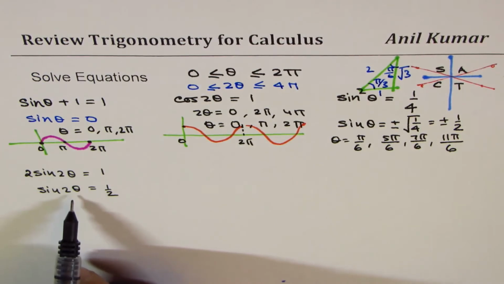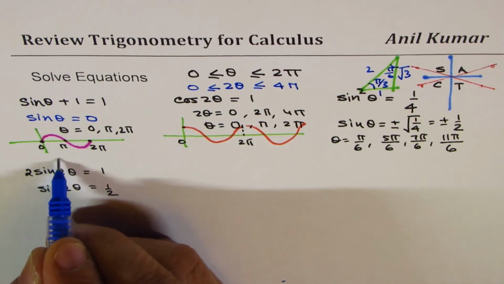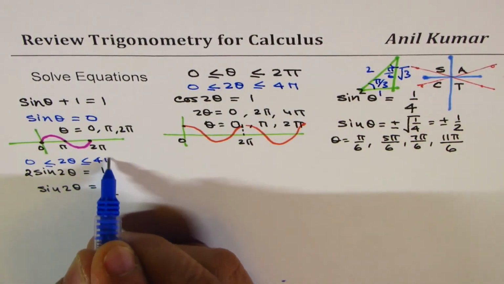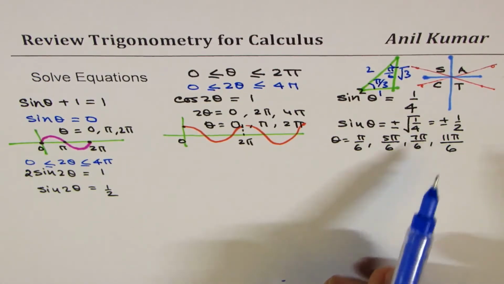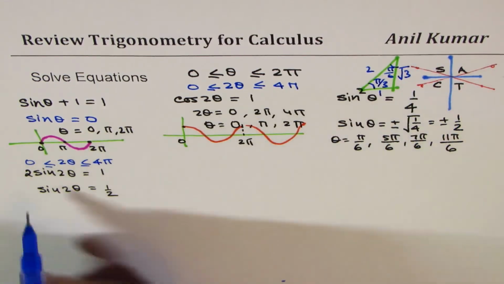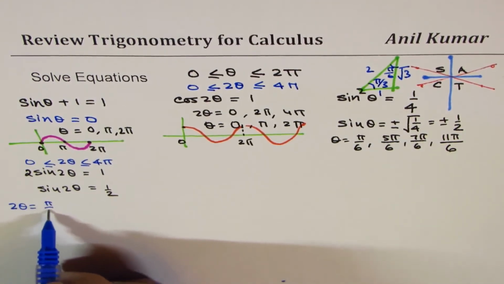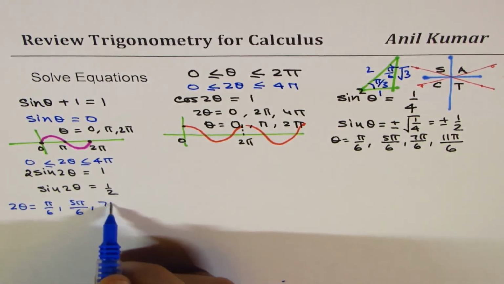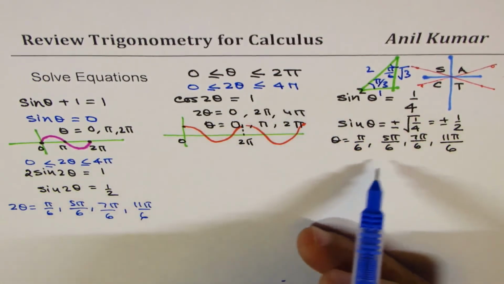Now we are talking about 2 theta, not theta. So our domain changes. Our domain, for 2 theta, is going to be between 0 to 2 times 2 pi, that is 4 pi. Is that okay? And the same situation, however, we have to go for one more cycle. So in this case, we'll say 2 theta is equal to pi by 6, 5 pi by 6, 7 pi by 6, 11 pi by 6, and then we have to add one more cycle to it.